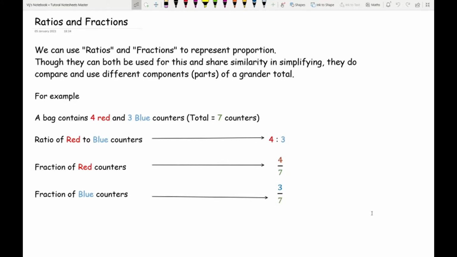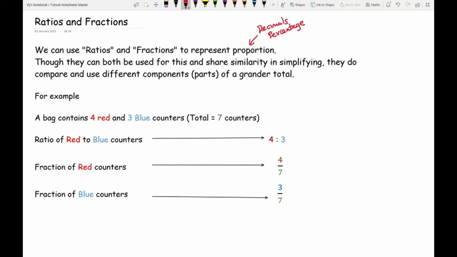As an extension, we can also use decimals and percentages to represent proportions, but the most popular ones are ratios and fractions. Although they can both be used for proportion and can be simplified in the same way, they compare and use different components or parts of the grander total.